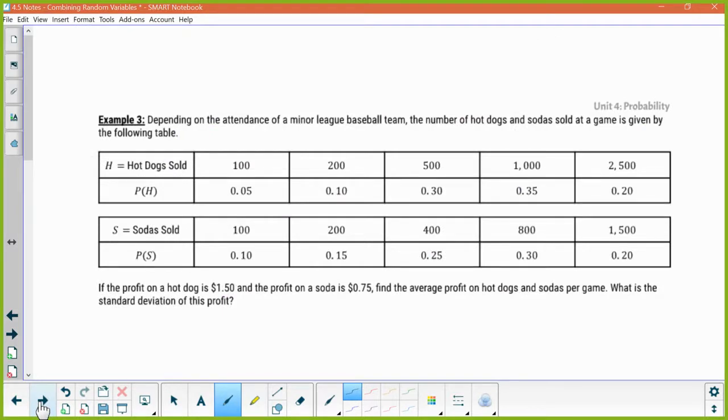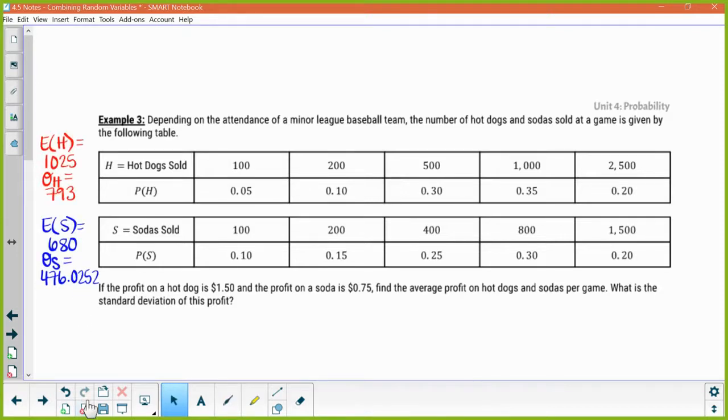For example 3, depending on the attendance of a minor league baseball team, the number of hot dogs and sodas sold is given by the following table. I'm going to go ahead and run both of these for you. I have my expected value for hot dogs sold and my expected value for sodas, along with their standard deviations. If the profit on a hot dog is $1.50 and the profit on a soda is 75 cents, find the average profit on hot dogs and sodas.